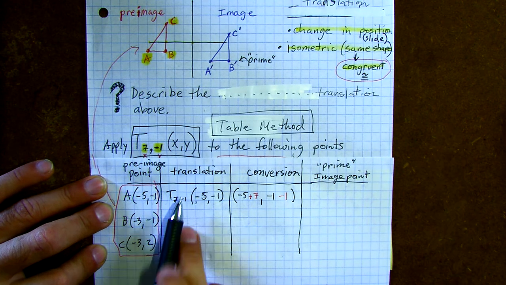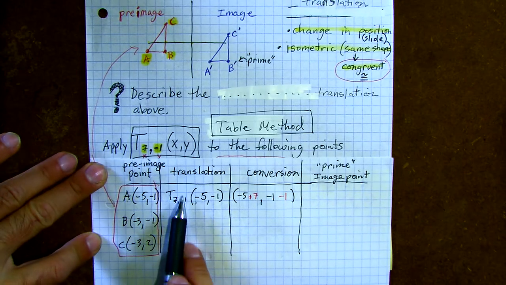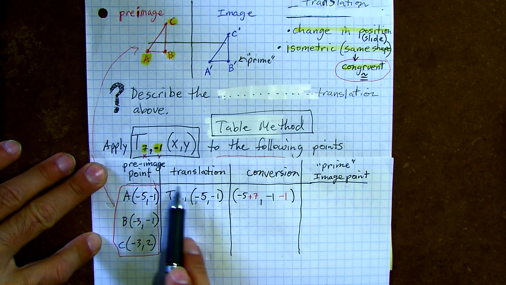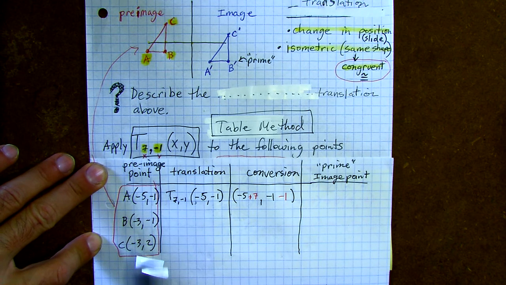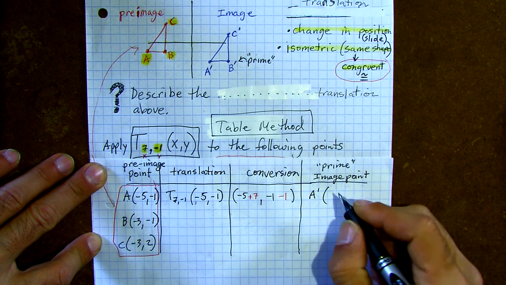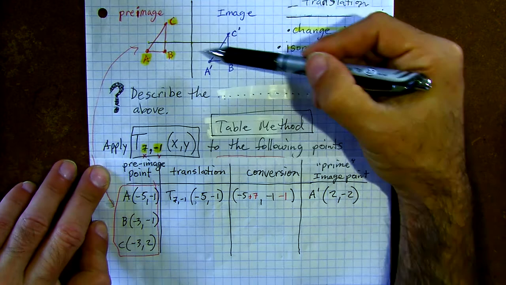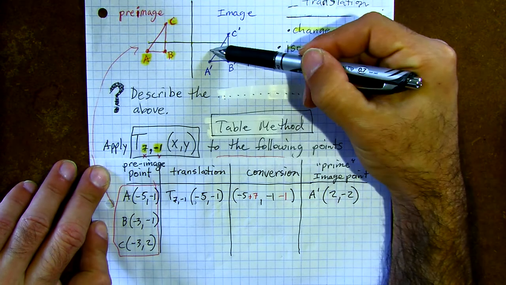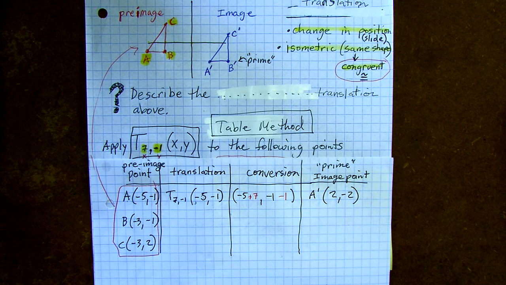So we write what the translation is going to be. This is going to be identical for the translation, 7, negative 1. But we're going to apply it to A. We're going to then apply it to B, then to C. So A prime is what? 2, negative 2. And we can double check if that's true. Where is A prime? It's at 2, negative 2. Boom, we got it. Okay? The table method's really important to organize this information.